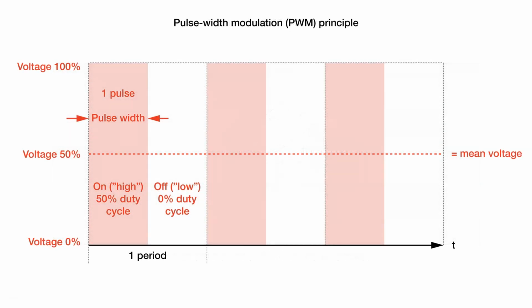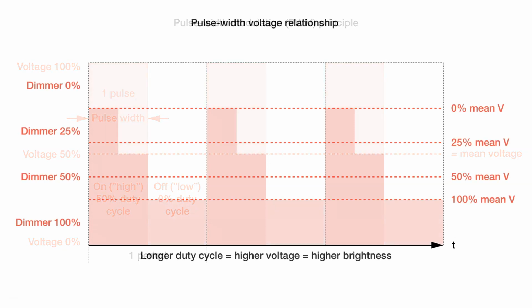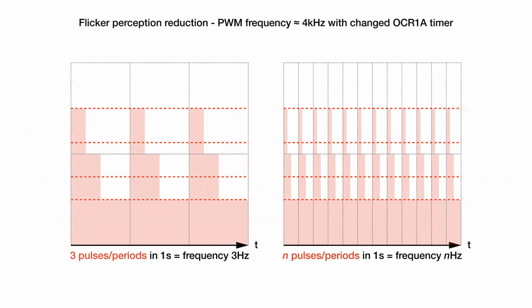To dim COB LEDs, we use pulse width modulation, which means rapidly switching the LED on and off with an oscillating square wave to control the mean voltage. The dimming level is controlled by the mean voltage, and so we change the duty cycle per period. For visually correct dimming and flicker reduction, we need to apply pulse width modulation in a specific way. The higher we raise the frequency, the number of pulses per second, the more perceptible flicker is reduced.